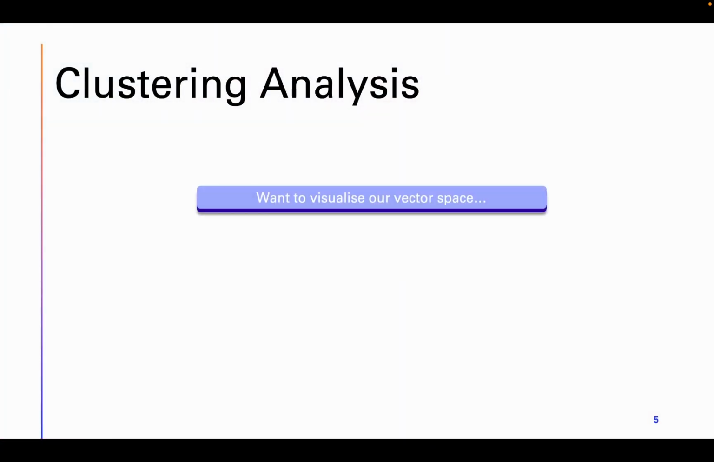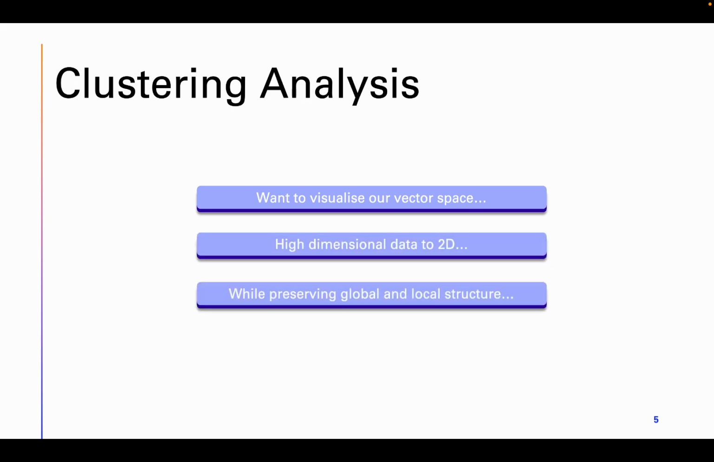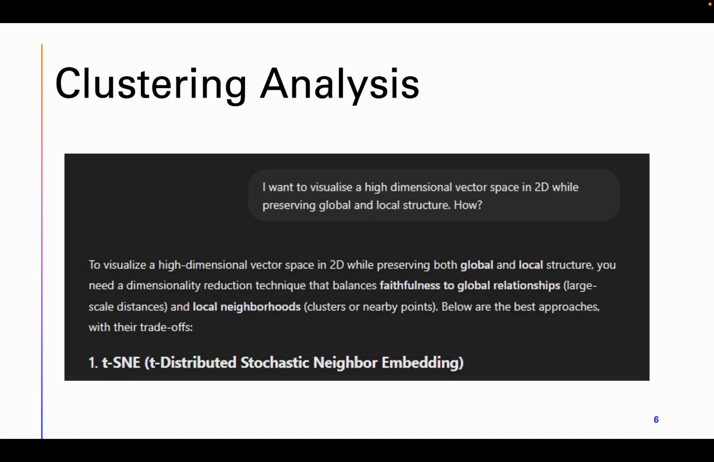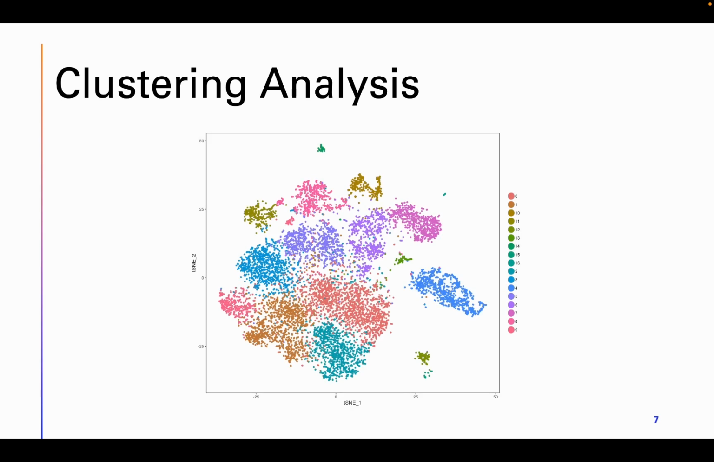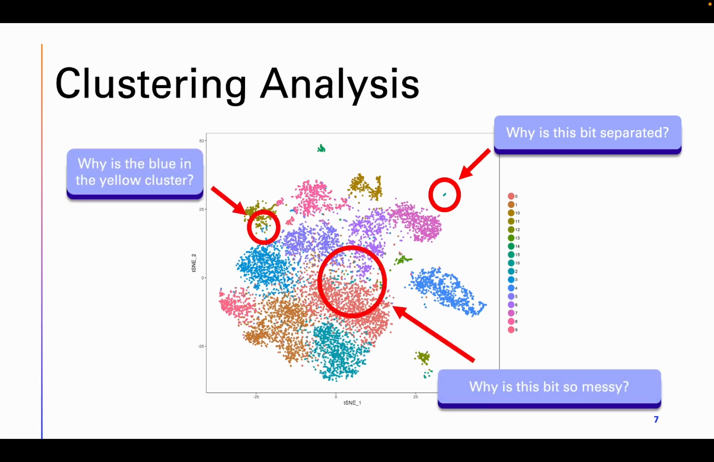We can group data points with similar characteristics and visualize them in our vector space. We can reduce the dimensions to 2D and preserve the global and local structure. There's an algorithm called t-SNE, and this produces something like this. And we can ask, okay, why is this point a bit separated? Why are these blue points in another cluster where they shouldn't be? Or why are these points messy?